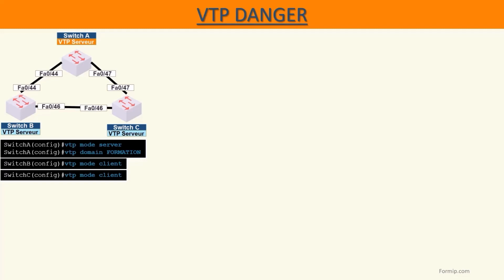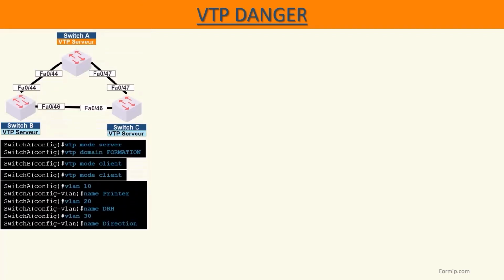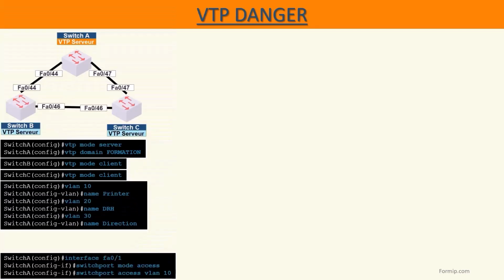To see this in detail, we'll use the same topology, but this time only the switch A will be in server VTP mode. The B and C are in client mode. The VTP domain is called formation. We create 3 VLANs on switch A, and we add a port on switch A in the printer VLAN.